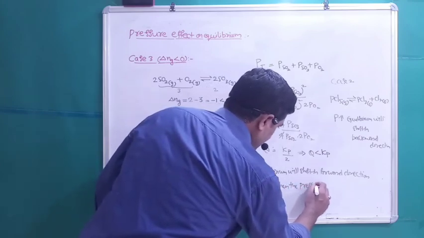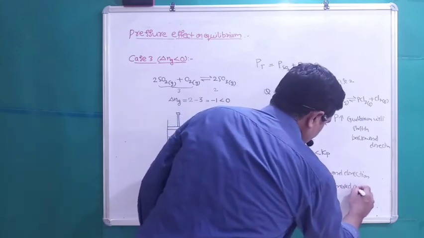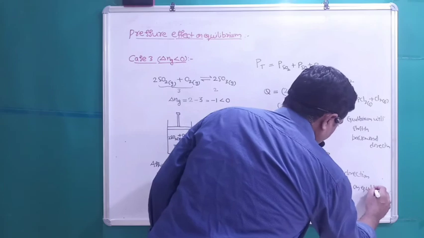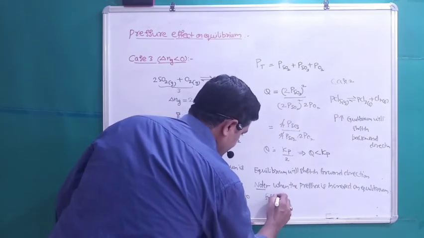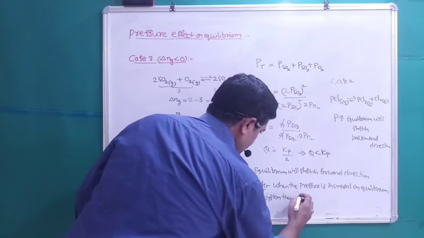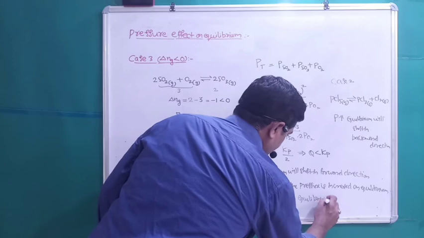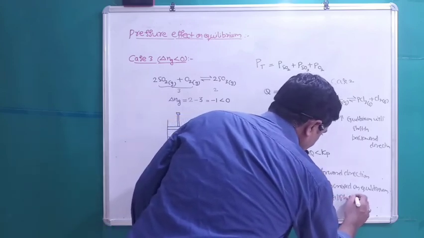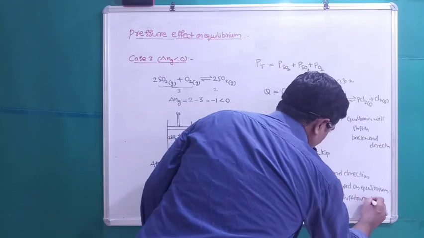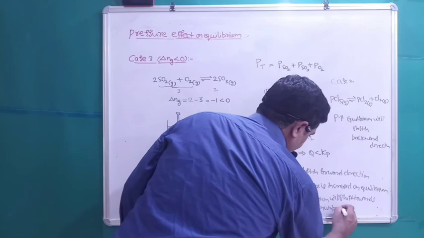when the pressure is increased on an equilibrium system, then equilibrium will shift towards fewer moles.